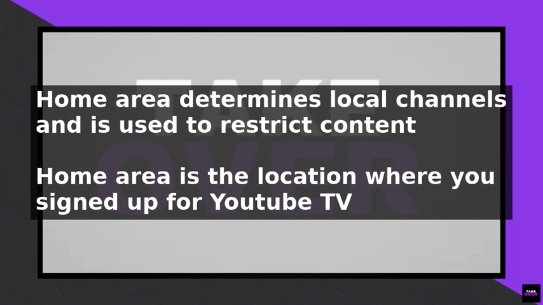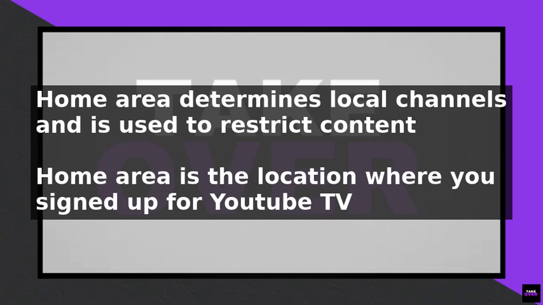To do this, go to the YouTube TV website and sign in to your account. Click on the profile picture and select Settings. Scroll down to the Home Area section and click on Update Home Area. Here you can see the current home area for your account and update it if necessary.